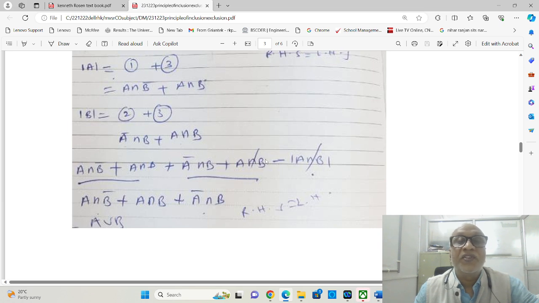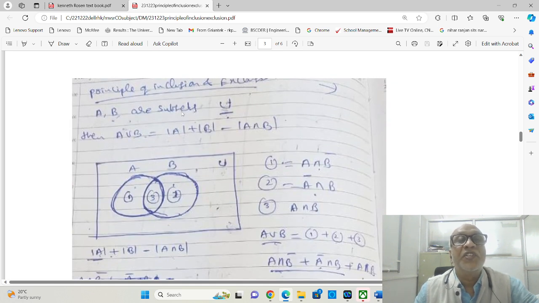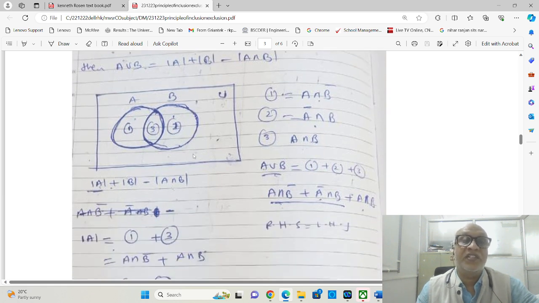So minus what is remaining? A intersection B. So here A intersection B are cancelled. So what we have here is this part. So this part will be how much? It is A union B. So hence LHS is equal to RHS. Hence this formula for principle of inclusion exclusion is proved, which is A union B is equal to number of elements in A plus number of elements in B minus A intersection B. So this is for 2 sets. It can go for 3 sets, it can go for 4 sets, and then it can go for generalization called as the n sets.